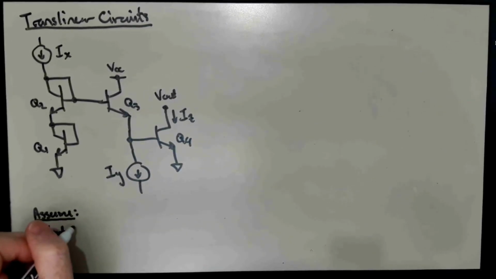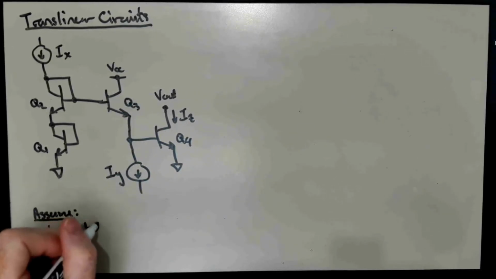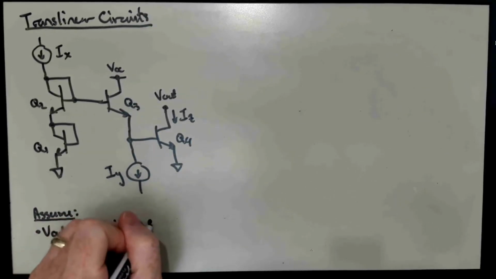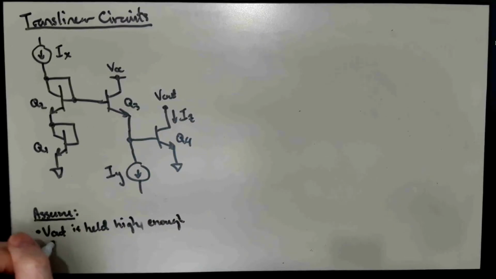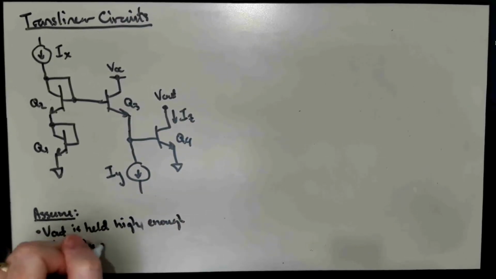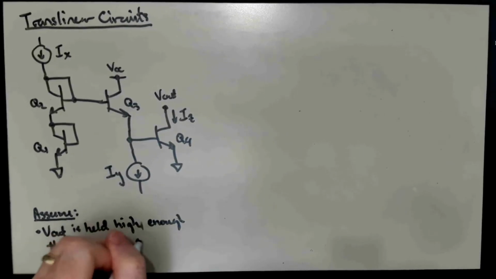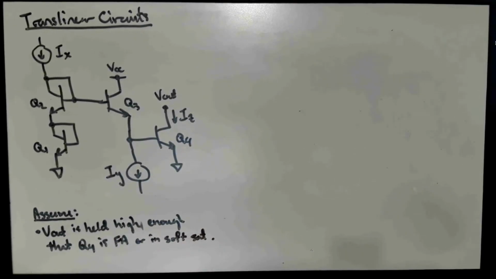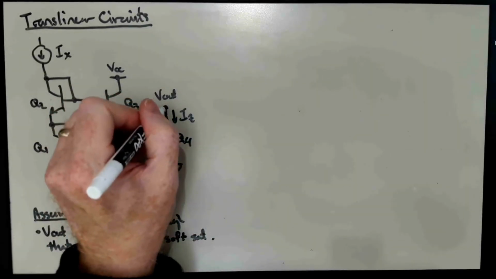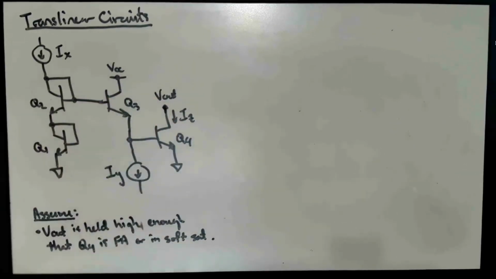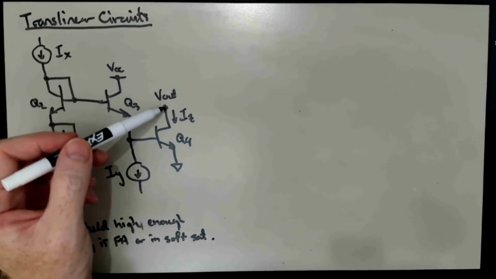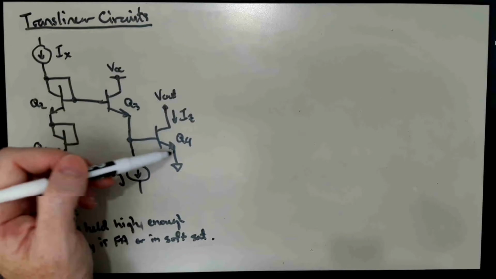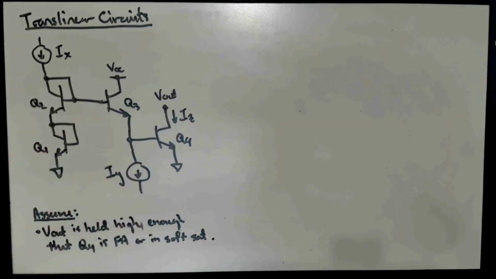is connected to something that holds it high enough that Q4 is forward active or in soft saturation, so that the forward active model applies. This is sort of like what we had with the current mirror. If the output voltage is at least a VCE sat above ground, that means the forward active model will apply to Q4 by hypothesis.